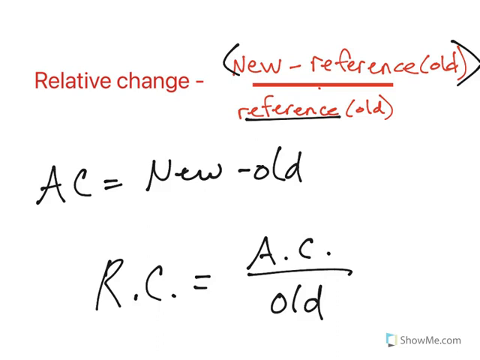So relative change is really just the absolute change divided by the old value or the reference value. Because when we're finding the relative change, which we ultimately turn into a percent change, we are always basing this on the reference. Where did we come from, right? Because reference means where we came from. Okay, let's look at some problems.